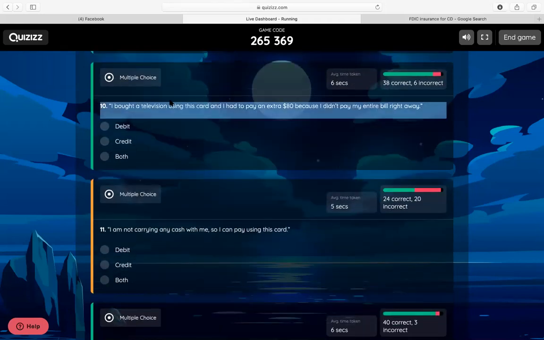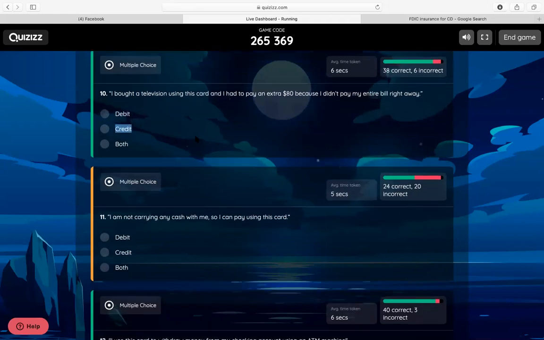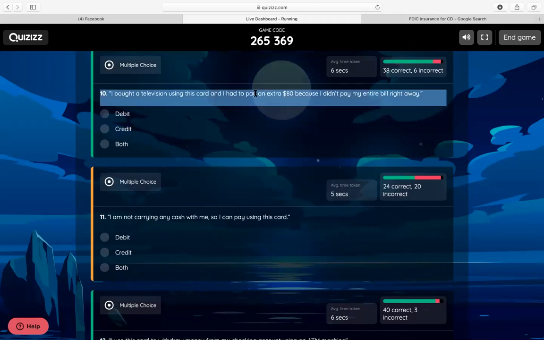I bought a television using this card and I had to pay an extra $80 because I didn't pay my entire bill right away. And the answer is credit card because you are taking a loan for paying for your television and then you're paying $80 interest because you didn't pay it on time.